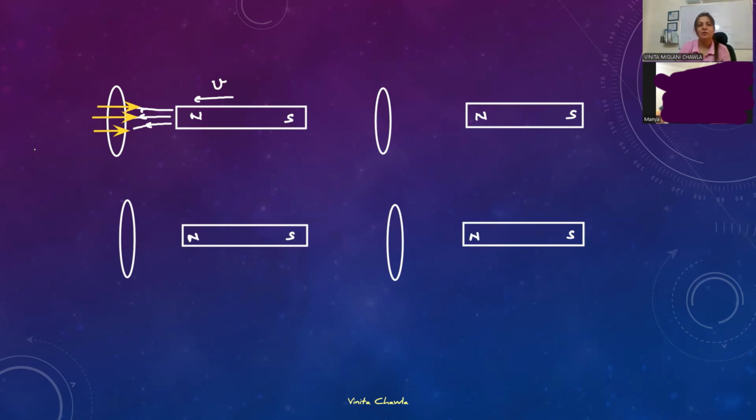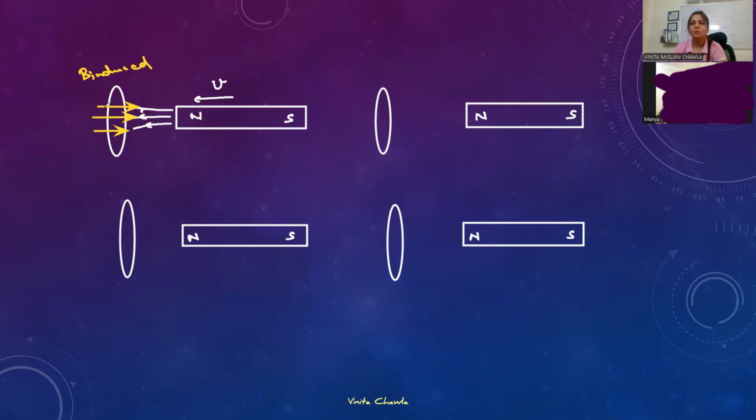Now, because this magnet is moving towards the coil, the magnetic field so induced is like this. It is against the magnetic field lines entering the coil. It is opposing the change. It is opposing the increase in flux. Right?